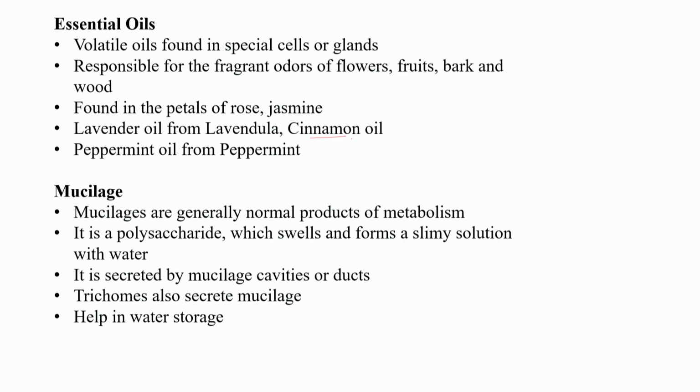Similarly, another important ergastic substance is the secretion of mucilage. Now mucilages are also products of metabolism. They are sticky substances, polysaccharide in nature, they absorb water, and they swell and form a sticky or slimy solution, which many a times you will find across the plant cell, and they are produced by mucilage cavities or ducts. Sometimes trichomes, which we will see later, that are hair-like outgrowths found on the outer surface of plant cells, also secrete mucilage. These mucilages help in water storage.